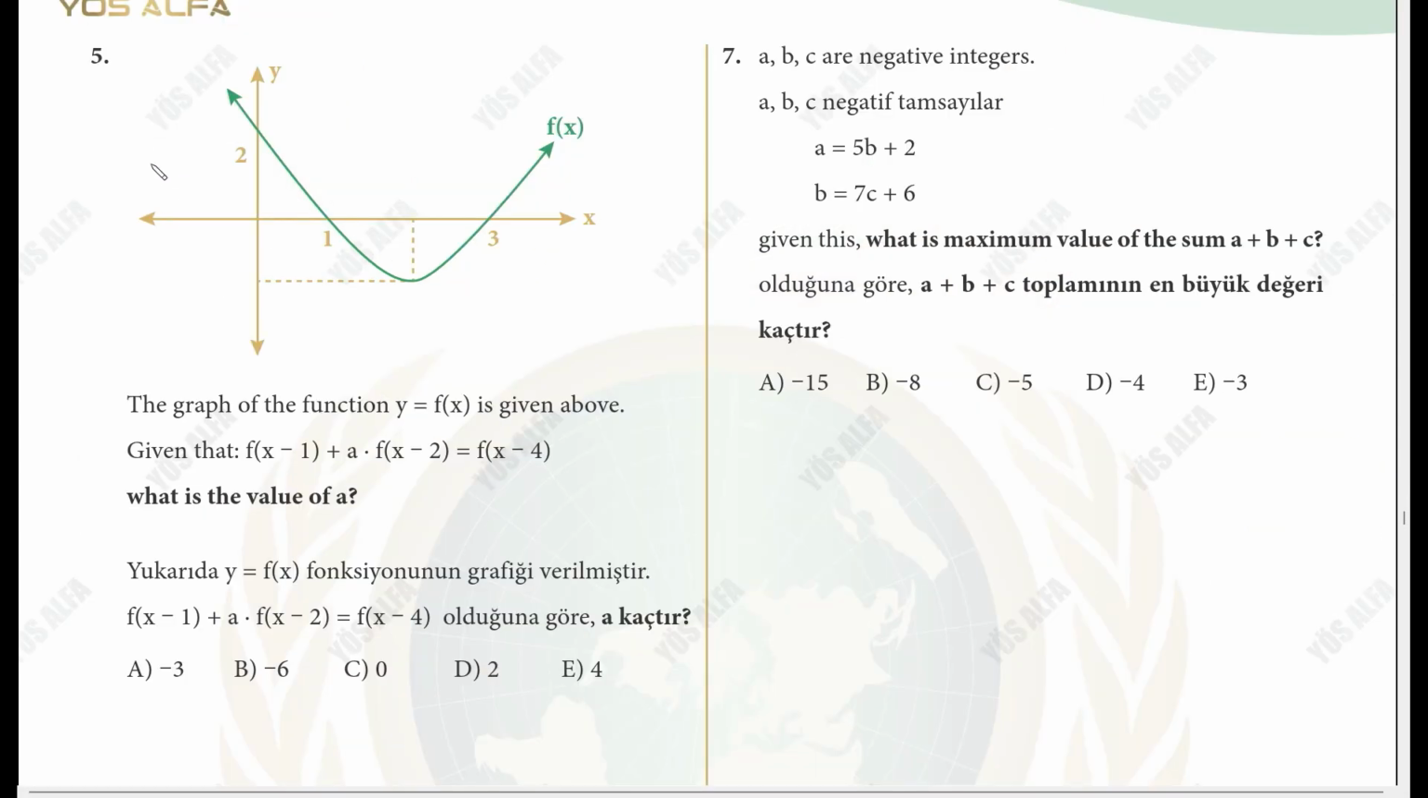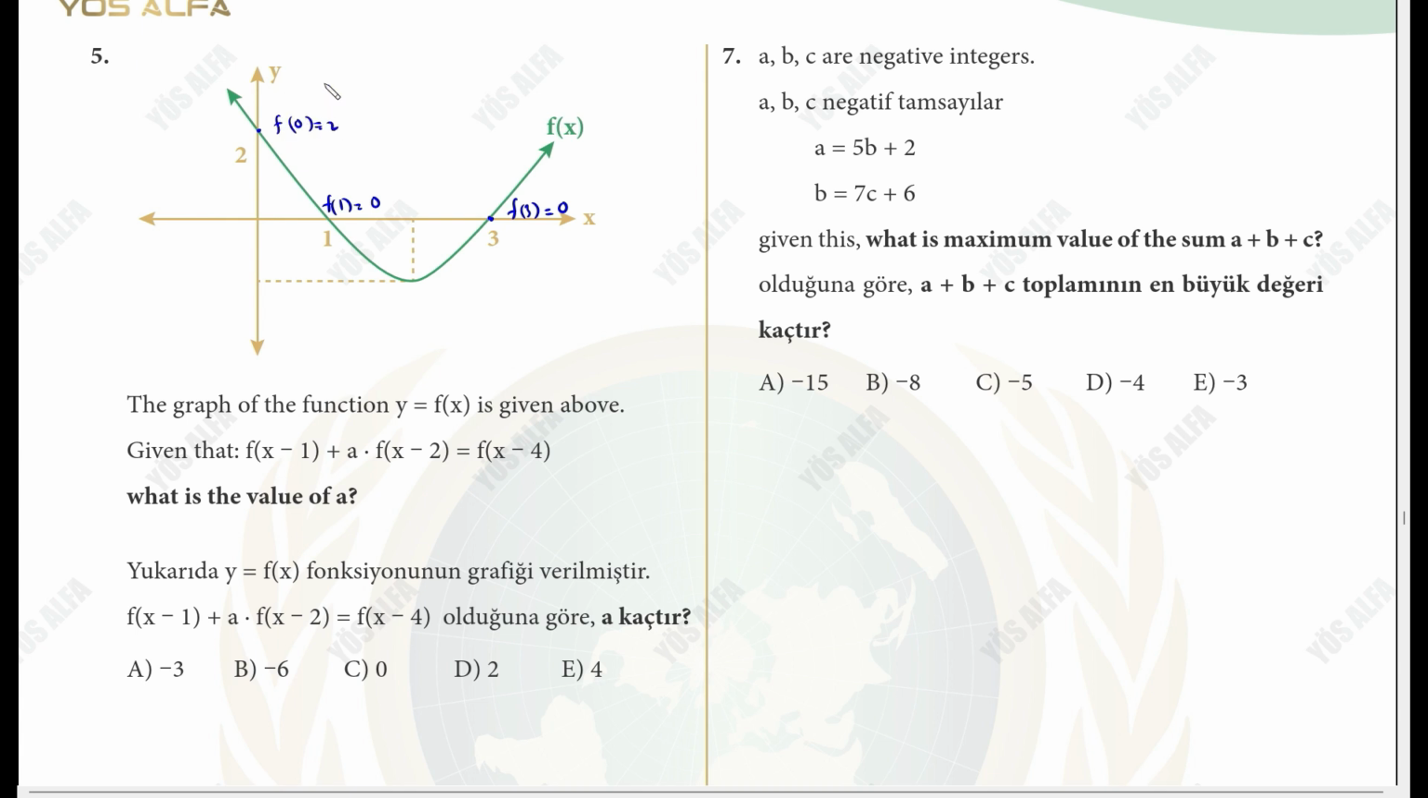Number 5. The graph of the function y is equal to f of x is given above. Given that f of x minus 1 plus a times f of x minus 2 is equal to f of x minus 4, what is the value of a? So before we continue, let me start writing down the known points. f of 3 is equal to 0 and f of 1 is equal to 0, and f of 0 is equal to 2.